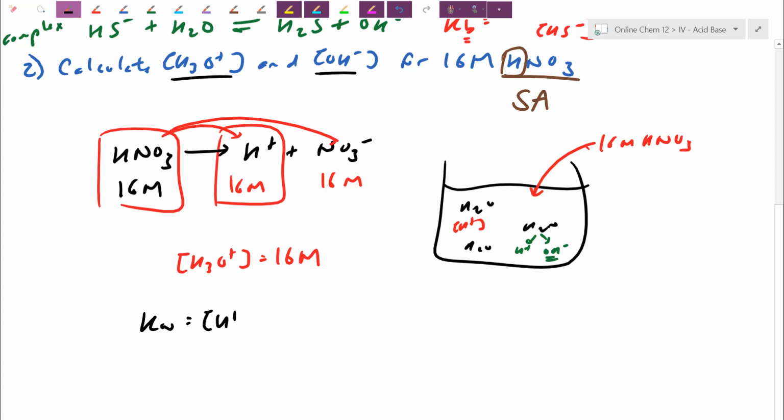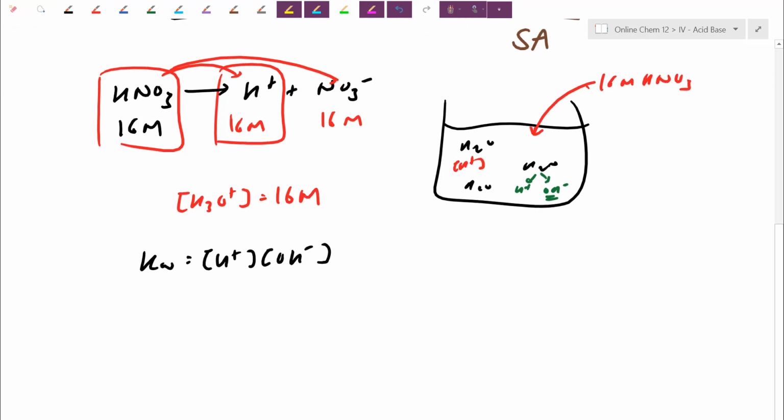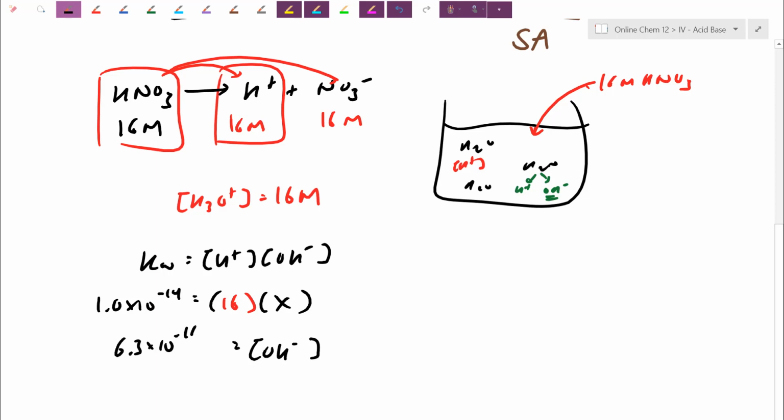Kw is equal to the H plus times OH minus. That was from the water equation. Well, I do have water in the beaker, so I can use this here. Kw is a constant I would memorize. 1 times 10 to the negative 14. The H plus, you're telling me currently is 16 molar. What should the hydroxide be? How much should the water self-ionize so that these two things multiply can give you Kw? 1e negative 14 divided by 16 gives us an X value, or a hydroxide concentration. Hydroxide is actually 6.3 times 10 to the negative 16.